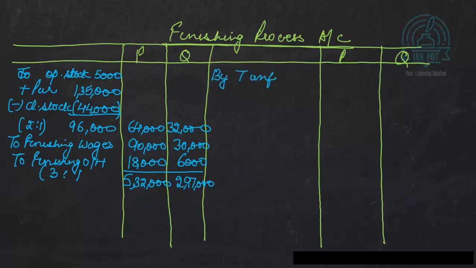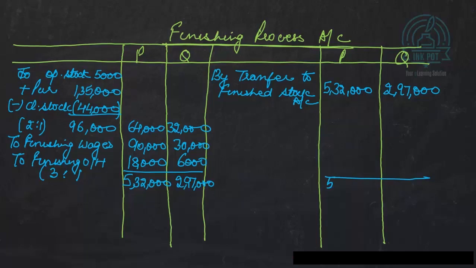Now after this is the last process, so we will write by transfer to finished stock account. So this will be transferred to finished stock account, and total is 5,32,000 and 2,97,000. So this is transferred here, and total again 5,32,000 and 2,97,000. So we have prepared separate account for each process, right?